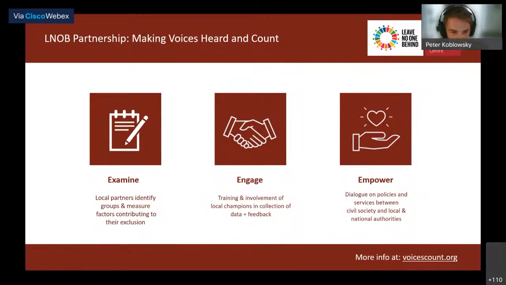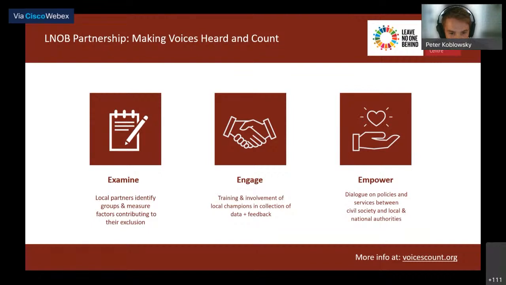I would like to explain this very briefly with the 3 E's: examine, engage, empower. First of all, we have a data focused approach, and our national coalitions, which consist of civil society organizations and community-based organizations and national SDG forums and national platforms for civil society, go out and identify marginalized groups at the municipality level, and they measure factors that contribute to their exclusion and vulnerability and reflect that against the SDG indicator system.